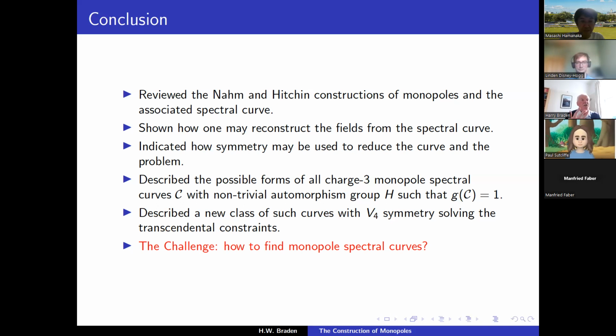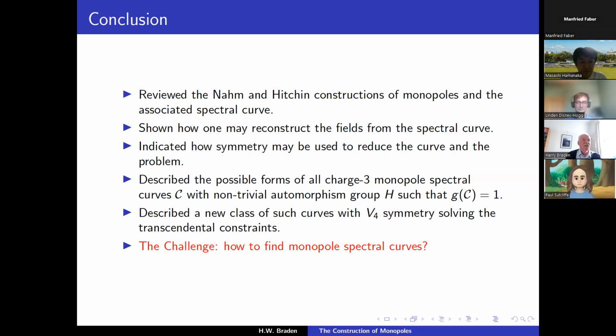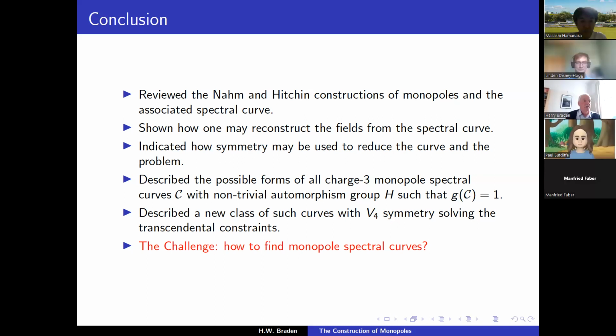Why have I reduced to genus 1? Well, if what I've told you is that you can reduce, and you reduce the Ercolani-Sinha vector, when you get to genus 1, there is just one transcendental constraint to solve, and that's a more manageable task, and that's why we've chosen this class to focus on. So I'll leave you with the challenge, how to find monopole spectral curves. Although the subject is some 50 years old, the number of monopole spectral curves that we can explicitly write down is rather few.